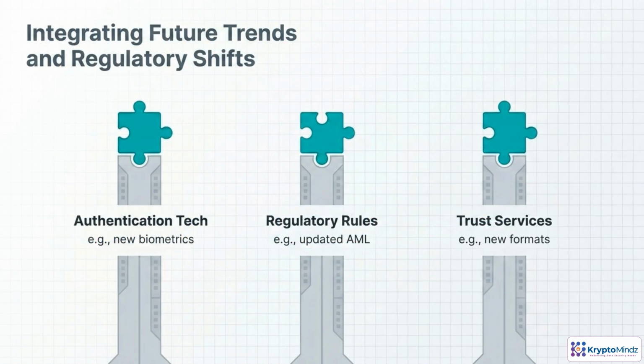New trends will keep arriving: fresh biometrics, device credentials, updated AML rules, and new trust services or formats. Your aim is to treat each of these as plugins, not triggers for redesign. Authentication changes should drop into your existing factor framework. Regulatory changes should mostly mean tweaking business rules and risk scores. New trust services should integrate behind stable signing and evidence APIs. Regularly review your architecture so it stays compliant, extensible, and boringly predictable.